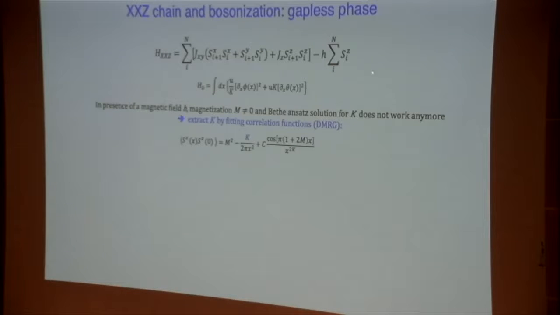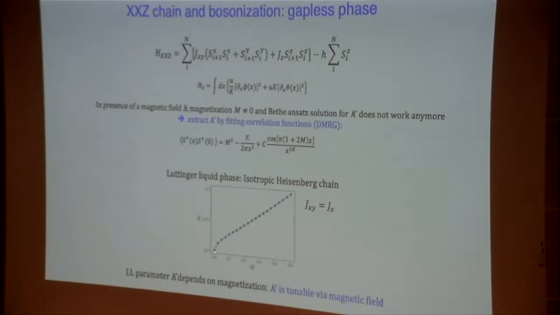However, in the presence of a magnetic field, and this is what we want because we need this as a control parameter, Bethe-Ansatz does not work. And we need to find this K in a different way. And this we do here in our work, just using standard DMRG, density matrix renormalization group methods, numerical methods. You look at the correlation function of the spin, and depending on the magnetization, the chemical potential, you can find K depending on the original coefficients J and X.